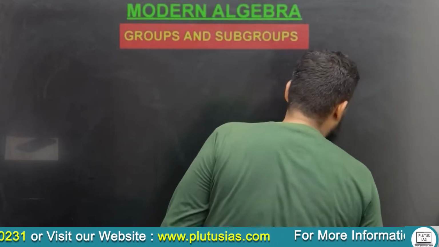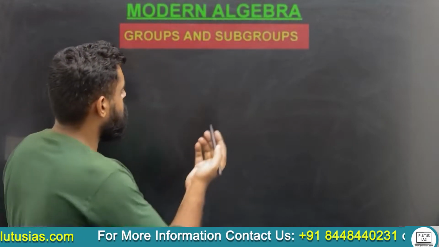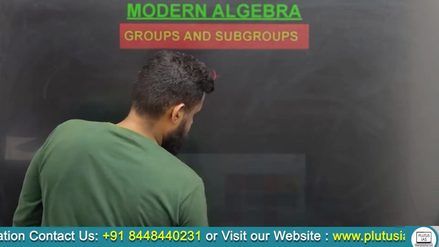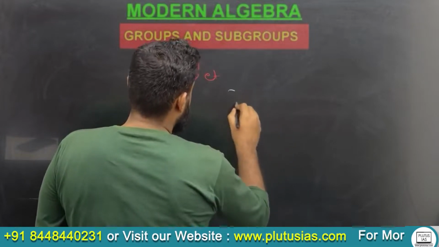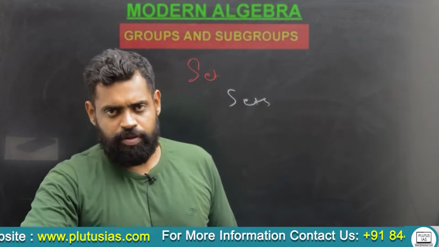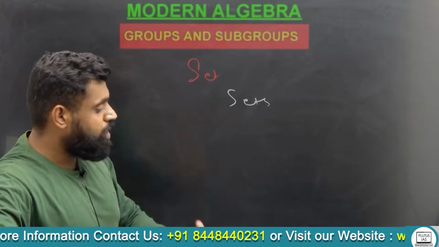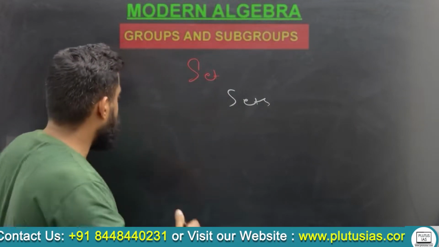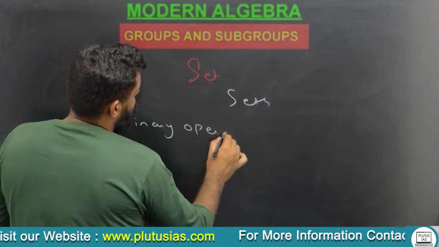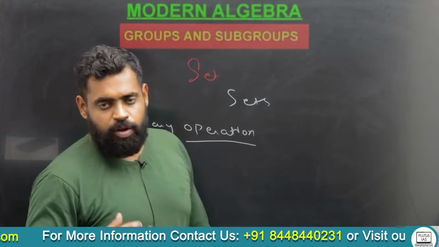I'm assuming that you all must be aware of the concept of sets. You have studied sets in class 12. That is, a set is a collection of objects, you have learned. So you have learned what is the meaning of a set, no need to go there. And there was an important concept, binary operation. We will build our whole lecture over this binary operation. So what is a binary operation?